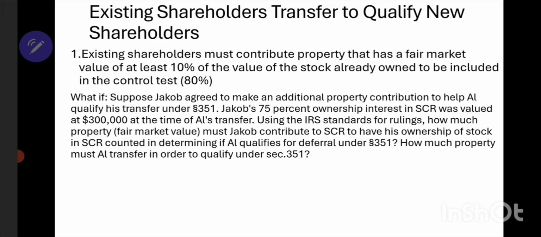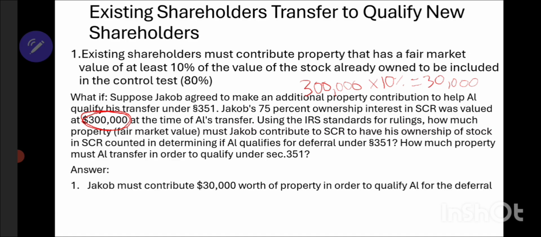Let's just stop there before we look at that second question. We know that Jacob, since he's an existing shareholder, must contribute at least 10% of the value of stock that he already owns. So what is the value of stock that he already owns? That's the $300,000. All that we need is 10% of that. What's 10% of 300,000? $30,000. So that is our answer. Jacob must contribute $30,000 worth of property in order to qualify Al for the deferral.